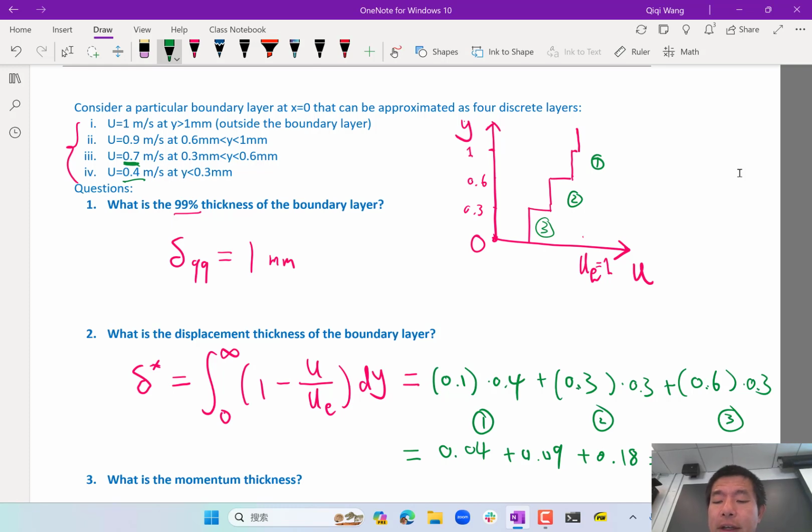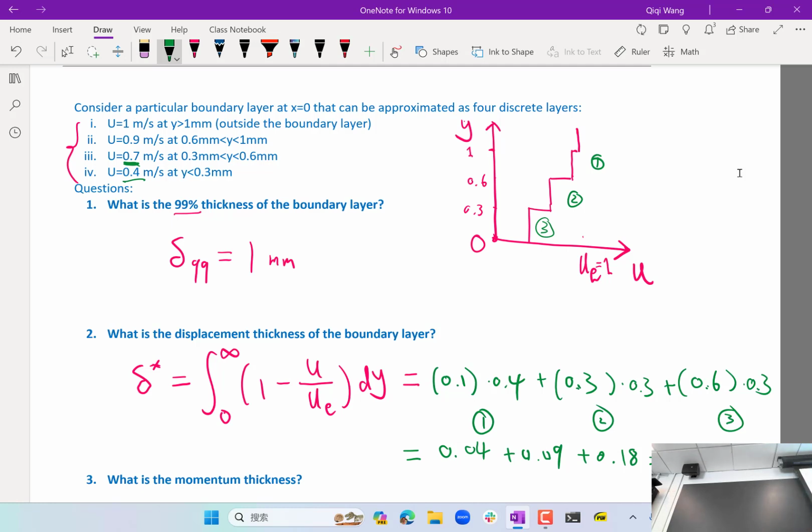And the summation is 0.31. So that's the displacement thickness of this, yes? Can you go over where you got the numbers again? Just like how you evaluated it?